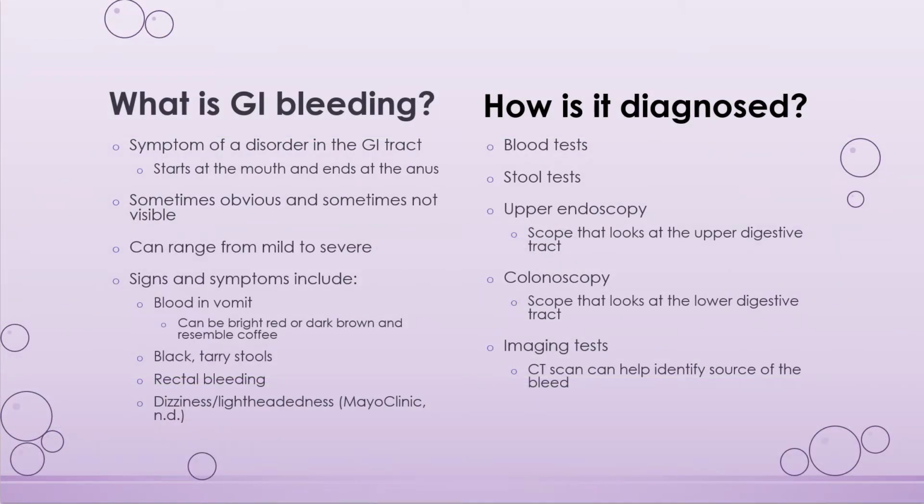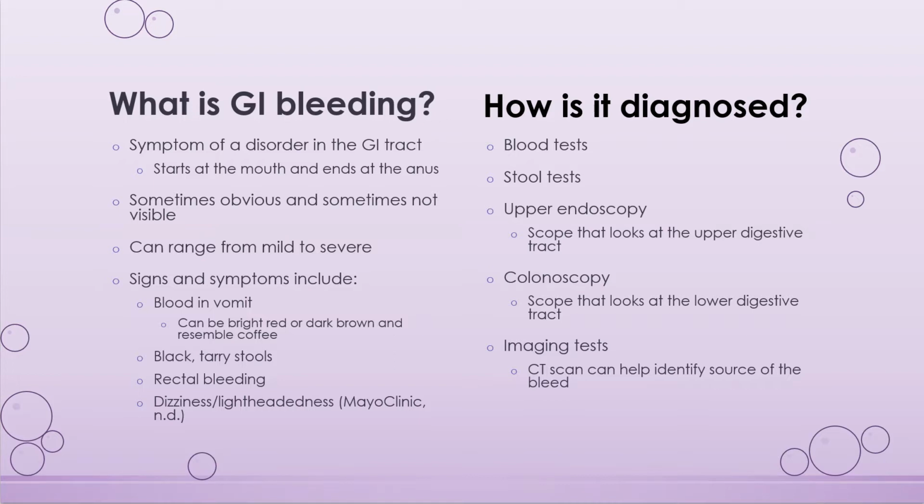It is a symptom of a disorder in the GI tract, and the GI tract starts at the mouth and ends at the anus, and it covers the esophagus. Some people refer to this as like the food tube. So when you eat, the food goes there and takes it to the stomach, and then you have the small intestines to the large intestines to the rectum and the anus where it's excreted in stool.